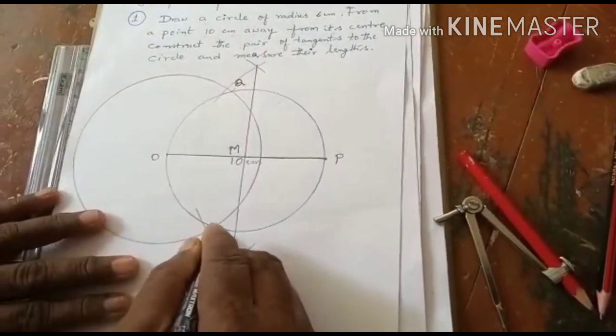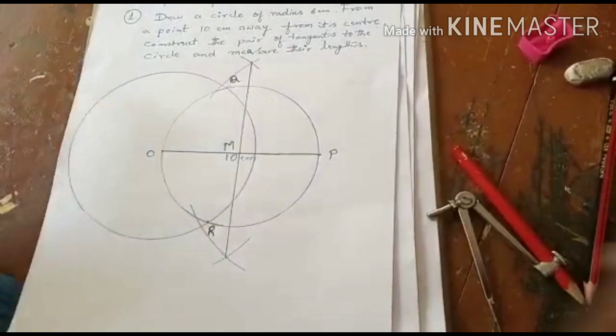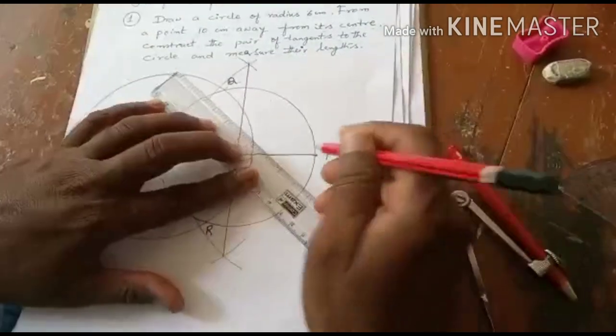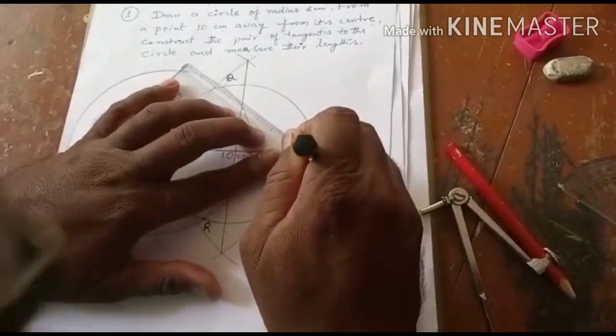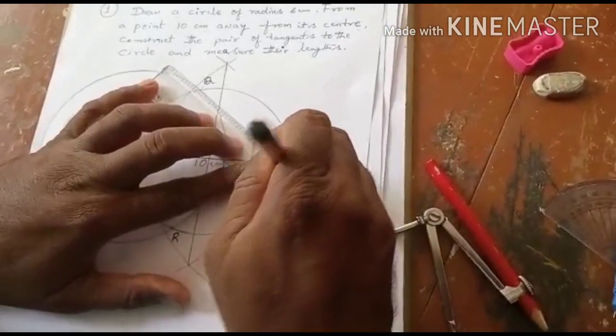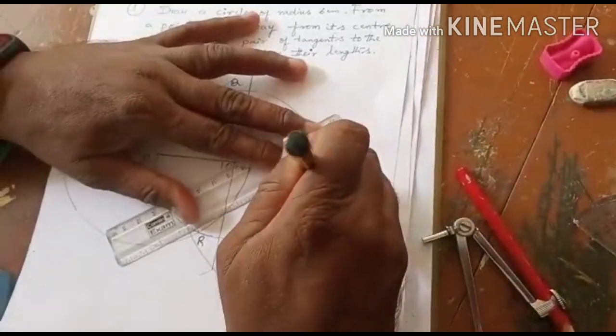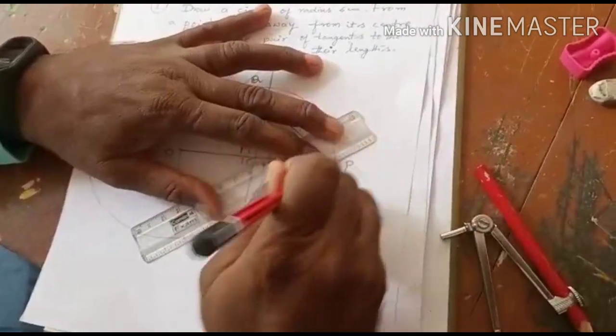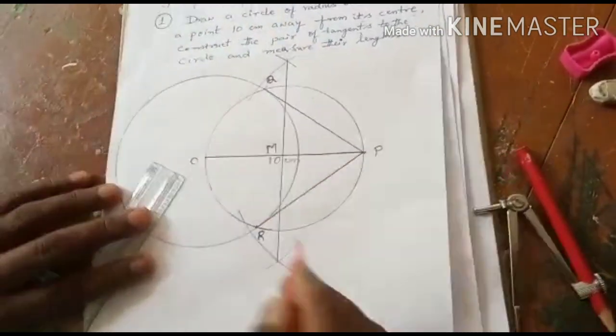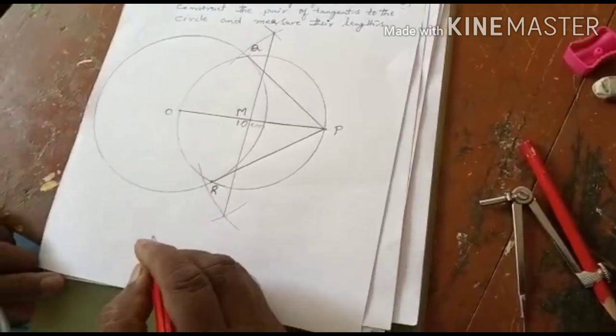Join PQ and PR. PQ and PR are the required tangents.